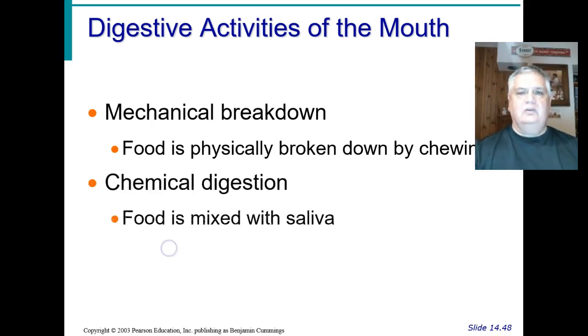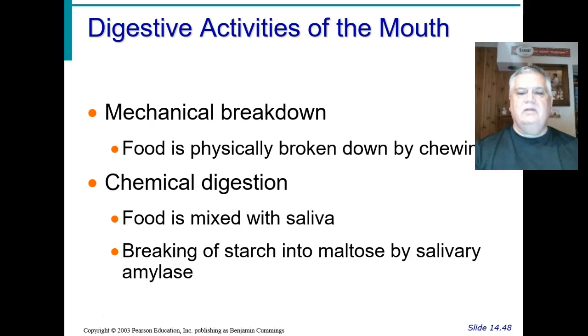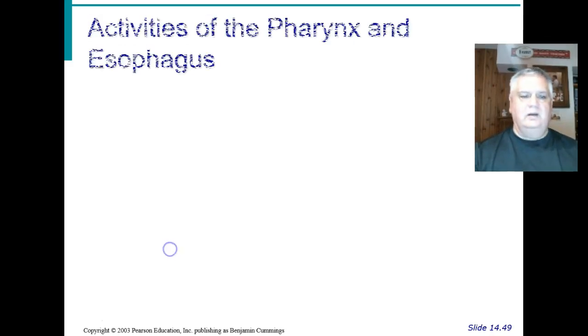Some chemical digestion also occurs in the mouth as the food mixes with saliva. Saliva softens and moistens the food, and also contains an enzyme, salivary amylase, which breaks starches down into a double sugar called maltose that you may have learned about in A&P 1.